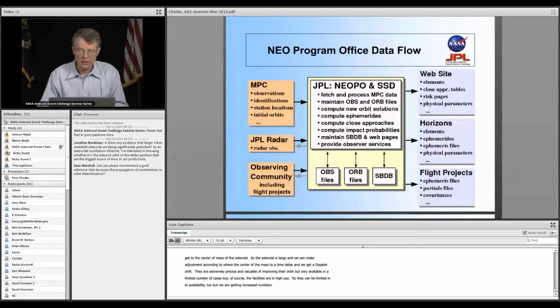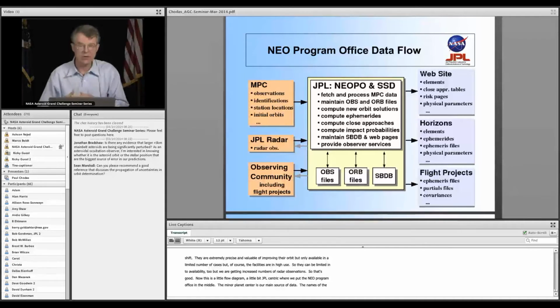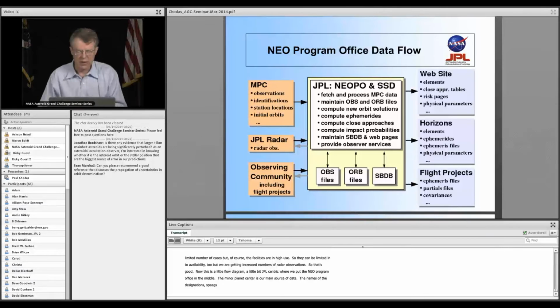Now, this is a little flow diagram, a little bit JPL centric perhaps, where we put the NEO program office in the middle just to indicate some of the things that go on. The Minor Planet Center is our main source of data. They provide observations, identifications, that is to say the names of the object, the designations, the station locations. It's important to model where they are, their initial orbits. JPL gives us data, radar gives us data on radar observations, and the observing community will give us data.